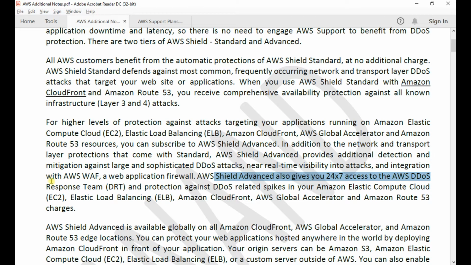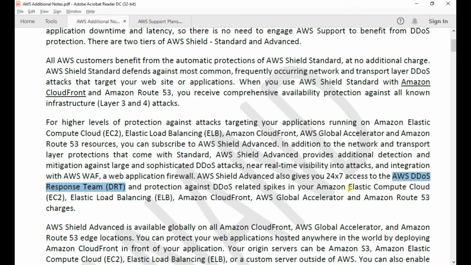So from the DRT, the DDoS Response Team, there is a DRT. Please remember, this is a very important question in your exam. So you can see this DRT, protection against DDoS. DRT means it is the DDoS Response Team.